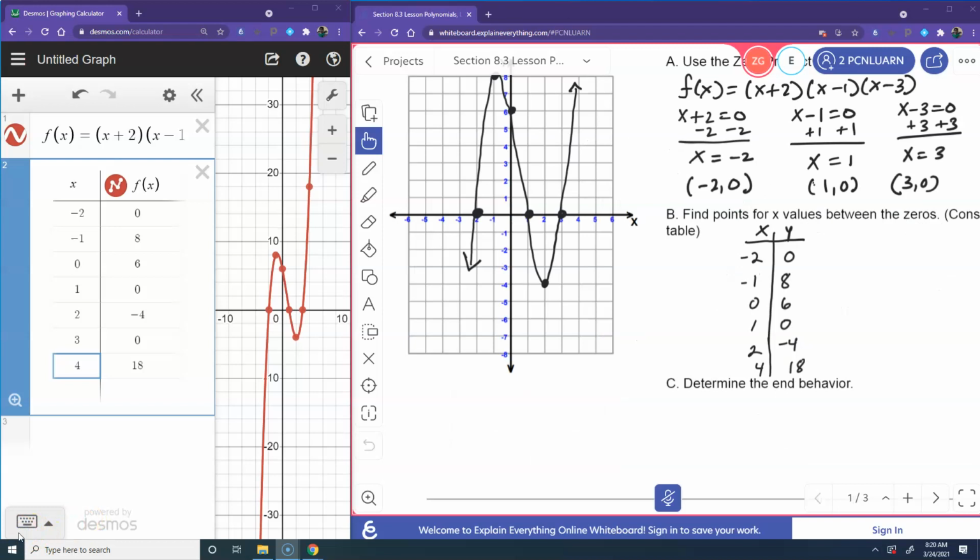The end behavior is how the graph behaves at the beginning and the end. We're going from left to right, so we know that as x approaches negative infinity, the y values are going down. As x approaches positive infinity, the y values go up.